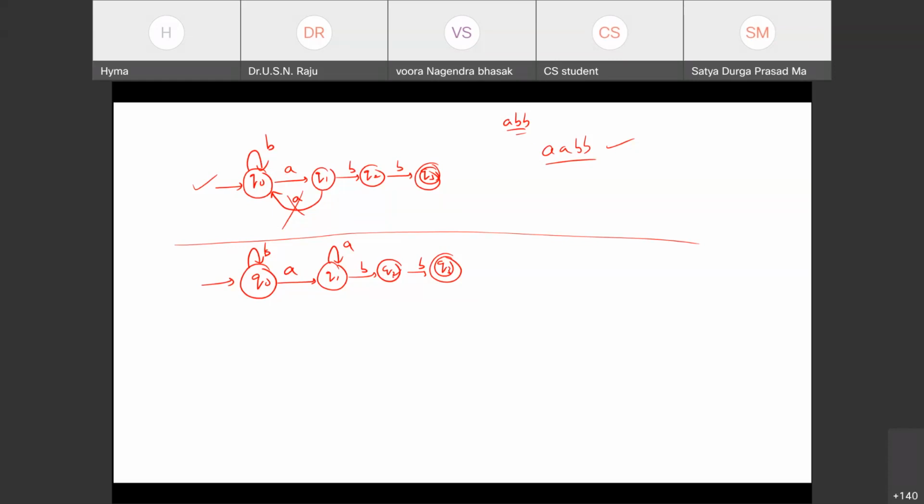Then Q2 on A, Q1. Then Q2 is over. Then Q3, Q3 on AB.